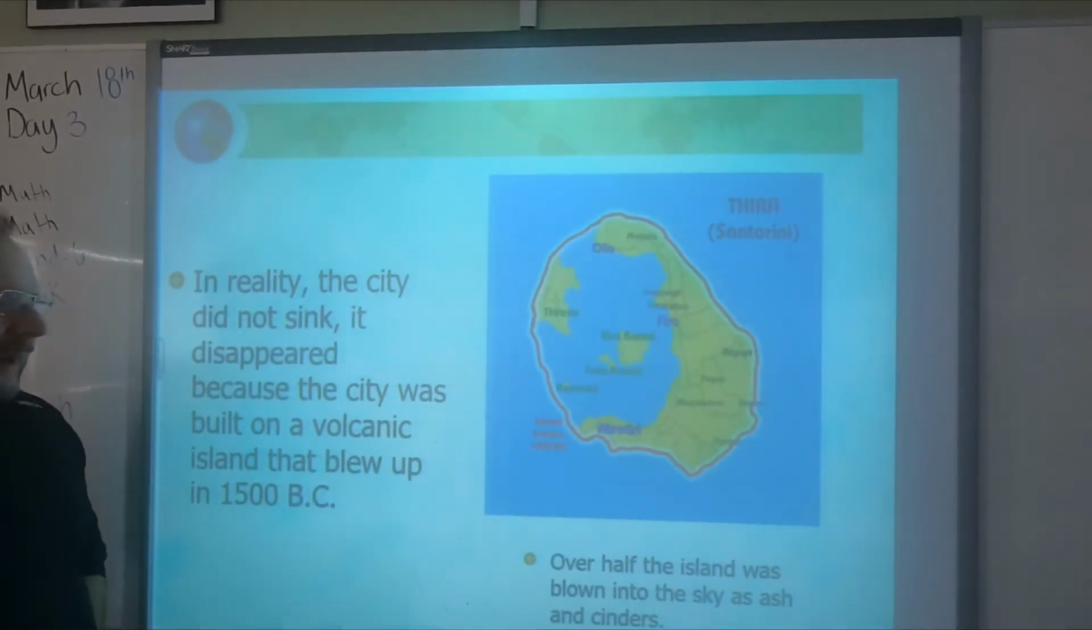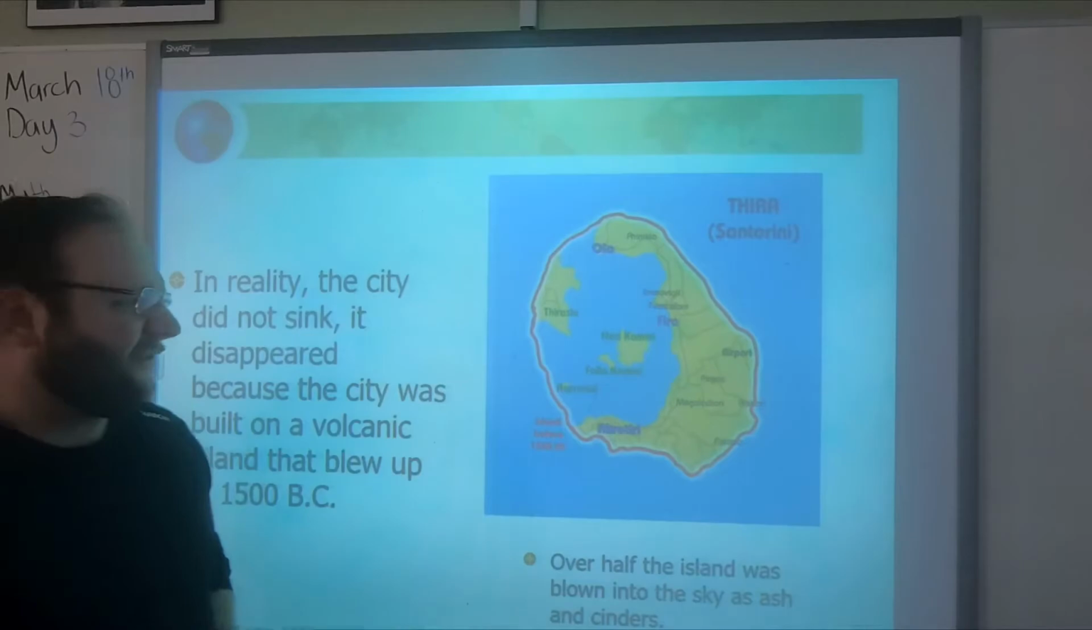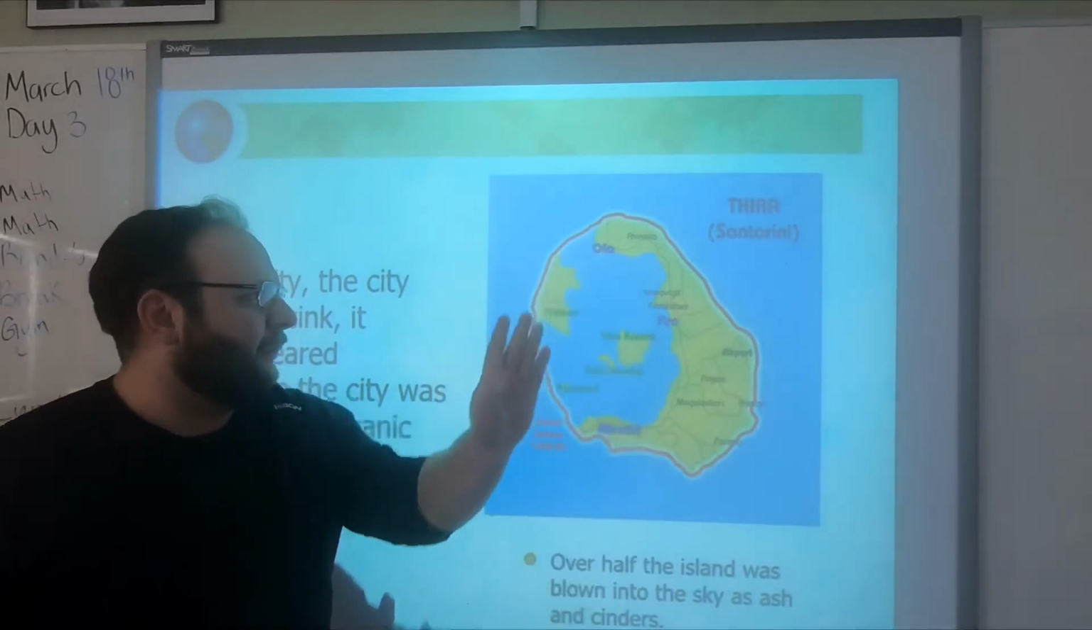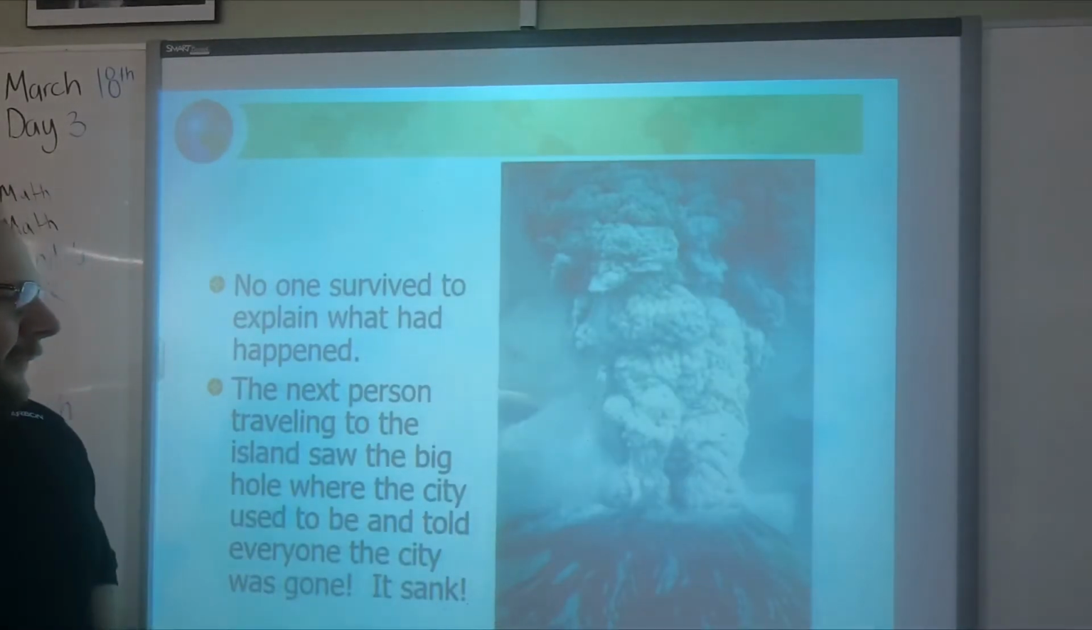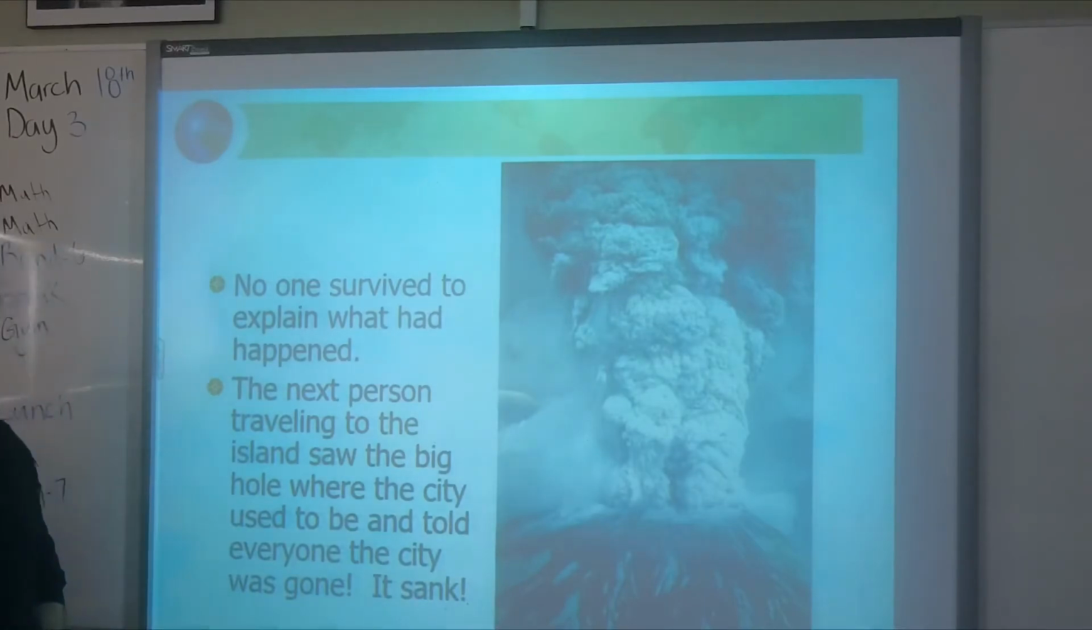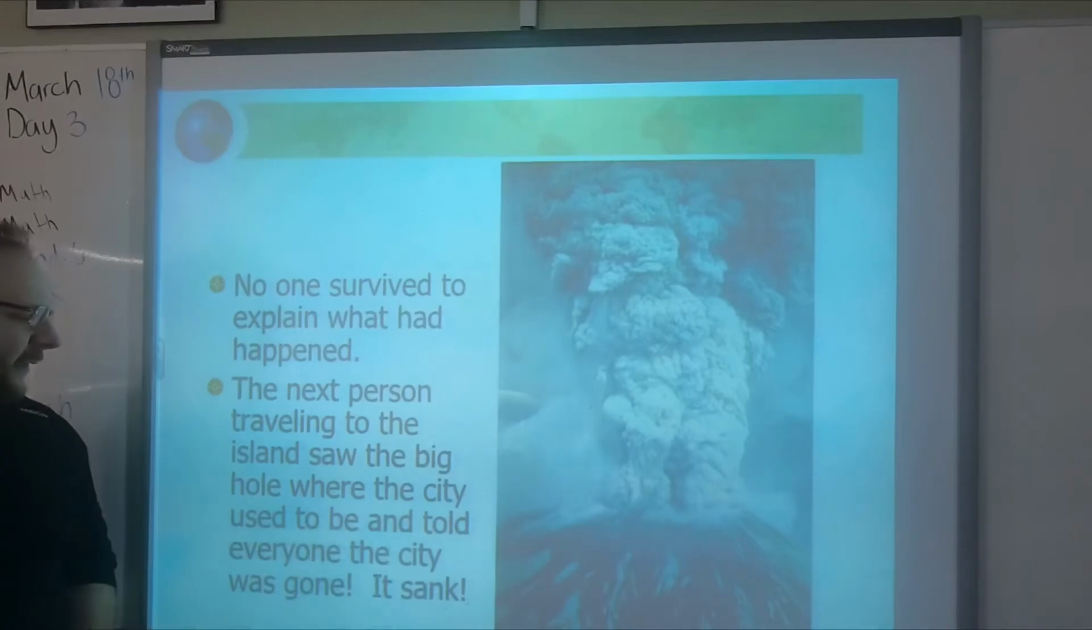So over half the island was blown into the sky as ash and cinder. So a lot of the island just completely disappeared. In fact, the volcano was so massive that nobody survived to explain what had happened. The next person traveling to the island saw the big hole where the city had been, and of course believed that it had sunk.